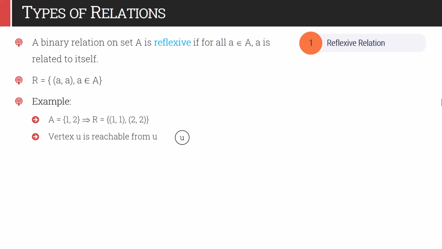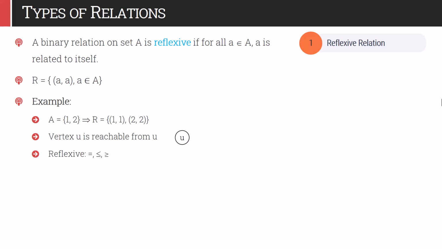Another example of a reflexive relation is: vertex u is reachable from vertex u. We know that every vertex is reachable from itself in any graph. So reachable from the same vertex is also a reflexive relation. We can always say that u is reachable from u. So reachable is reflexive.